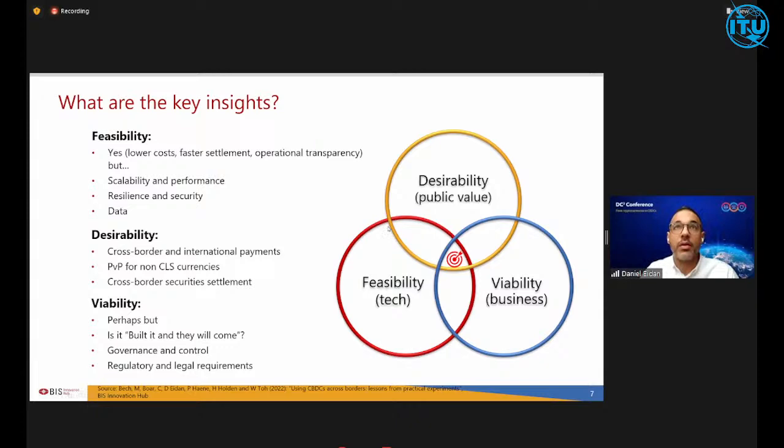Thank you. Thanks a lot, Daniel. Very interesting, a very good description of all the things that are going on. So now it's time to give the floor. It's my pleasure to give the floor to Mr. Masaki Bessho from the Bank of Japan. Mr. Masaki, the floor is yours. Sorry, can you unmute your mic? Sorry. Now, can you hear me?